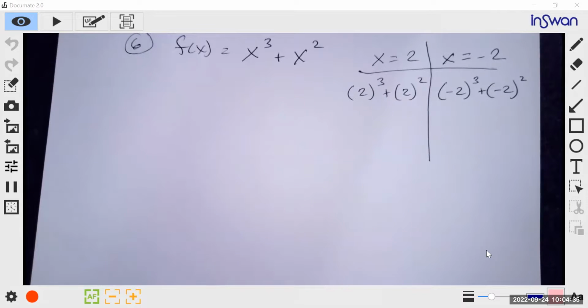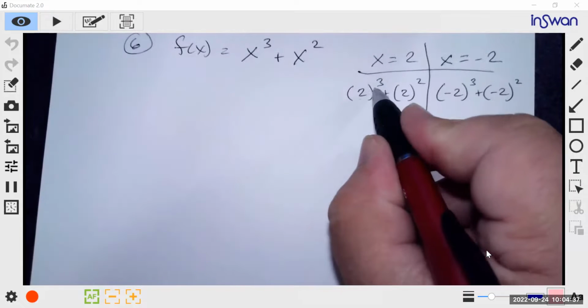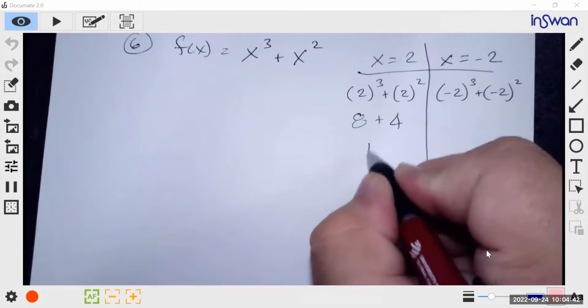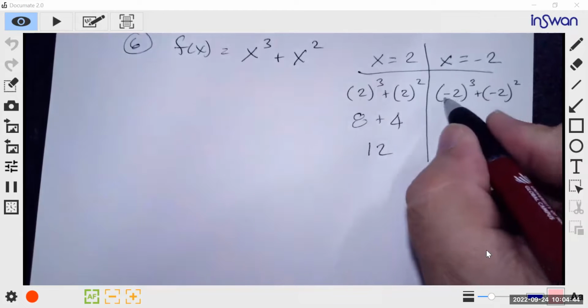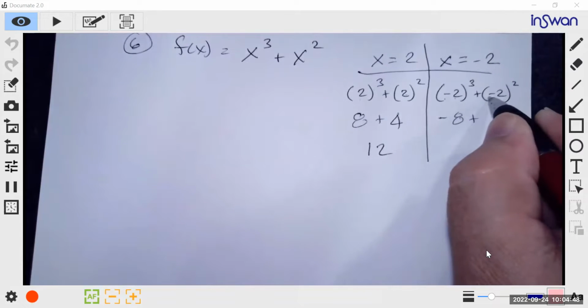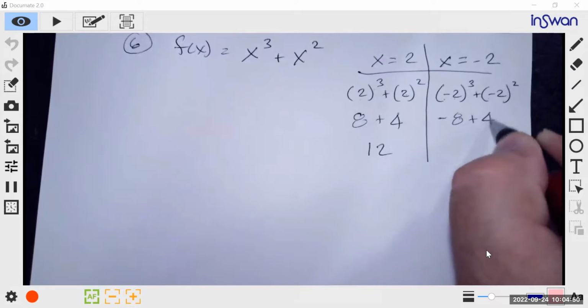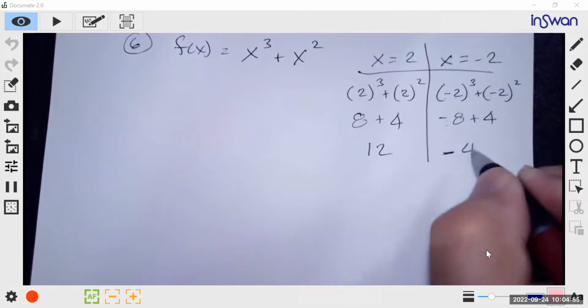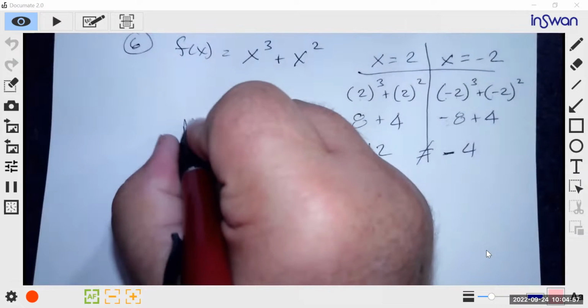It's neither again. Well, 2 cubed is 8, 2 squared is 4. Negative 2 cubed is negative 8. Negative 2 squared is positive 4. 8 is bigger than 4, so it's negative 4. So it's neither.